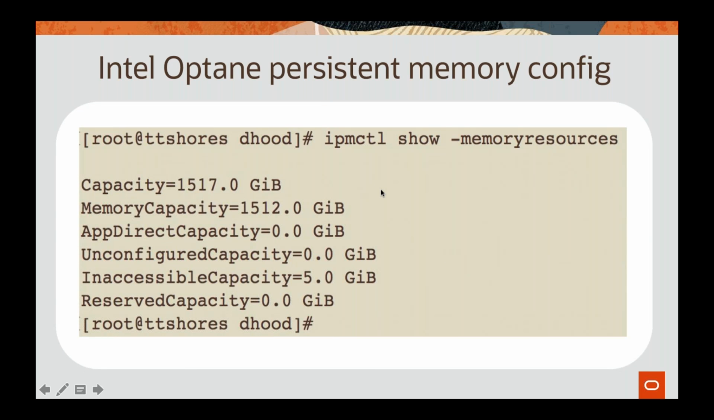So you plug in the hardware and then you use software to configure it. I'm showing how I configured it. I set this up with 0 app direct mode, so that meant all of the memory was used for memory mode. So I got 1.5 terabytes of data there.